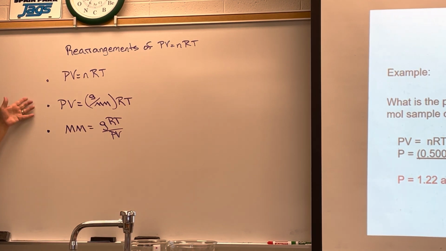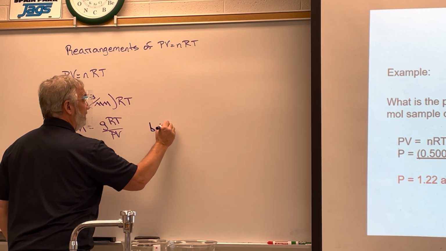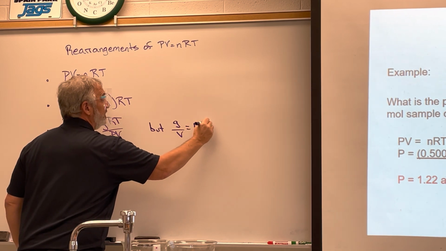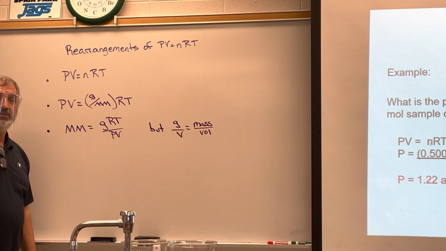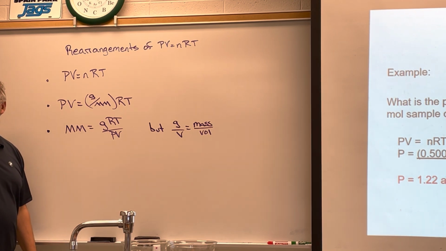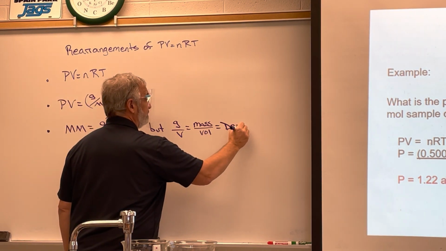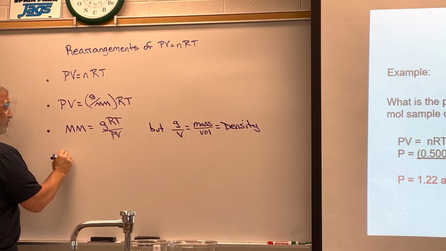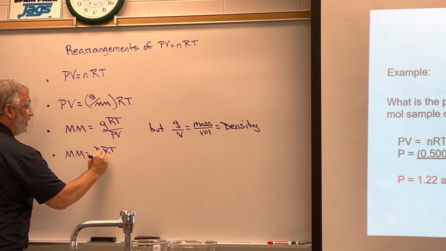Now this is all still the same equation, I'm just rearranging it. But g over V is mass over volume, and mass over volume is what? Density. So we could say then, g over V is density, and molar mass is equal to dRT over P.